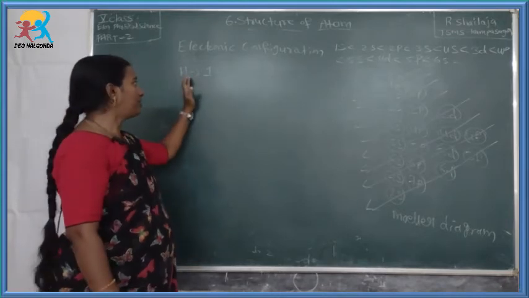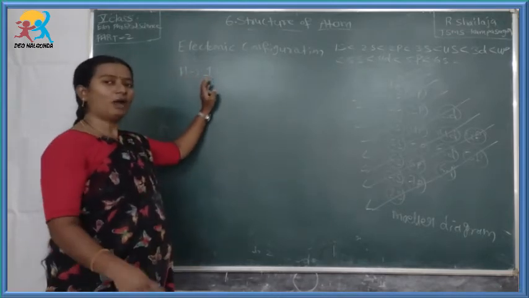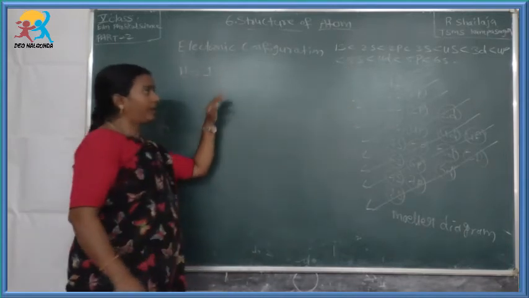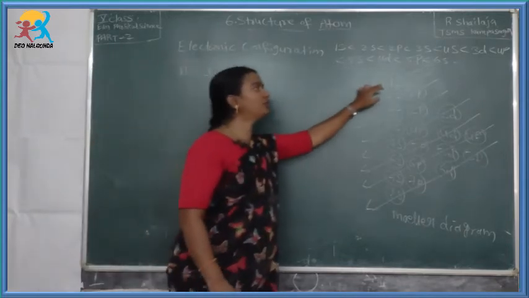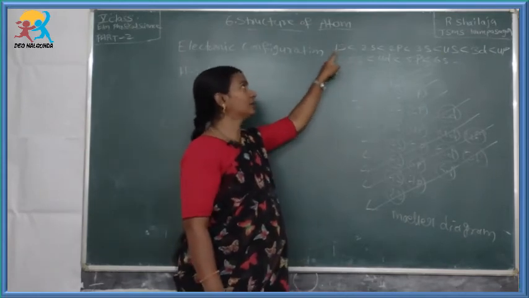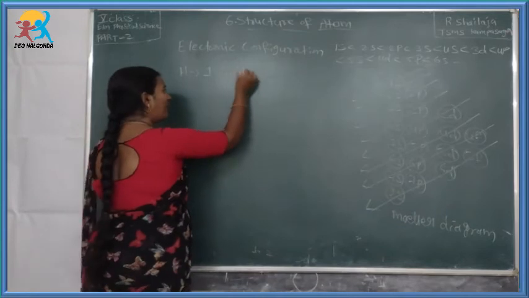So in the hydrogen atom, how many electrons are there? 1 electron. That 1 electron, according to our principle, goes to the lowest energy orbital. Which is the lowest energy orbital in this order? This one. So first we have to fill s.